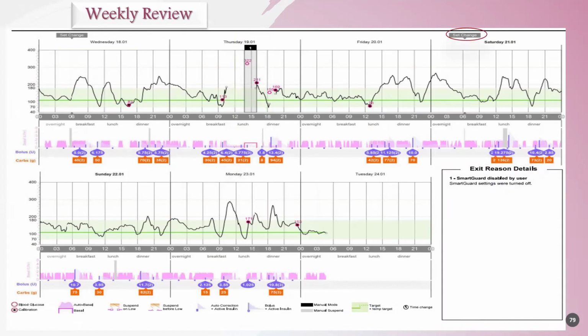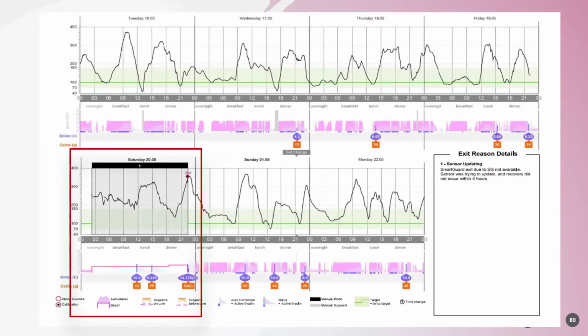I highlighted every time SmartGuard has a problem; it will give you a hint that I'm here. Okay, the light gray shaded one tells you what happened. Saturday times, the light shading one, the pump will exit from SmartGuard and go back to his previous program basal for manual mode. And here it says why it was out of SmartGuard: because the sensor is not available. Sensor glucose was not available. That's why it went out.